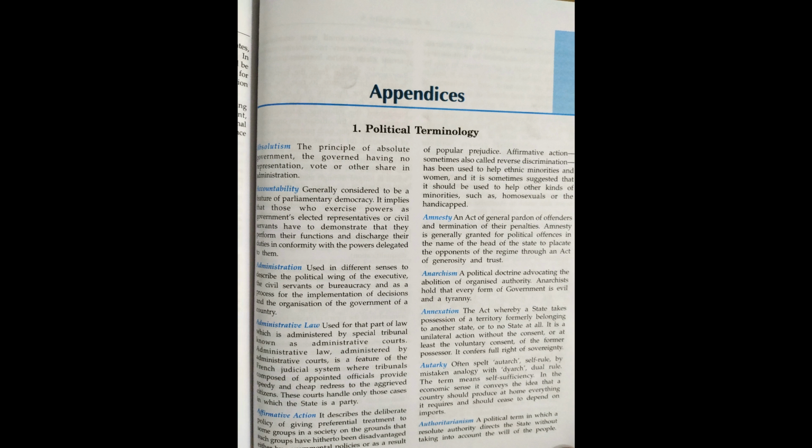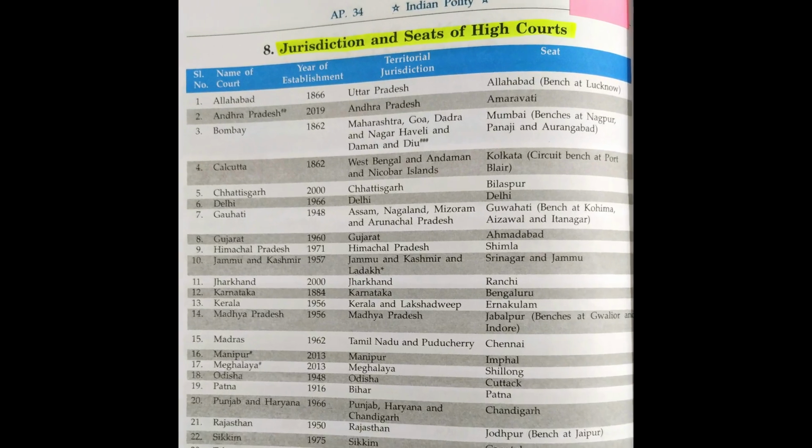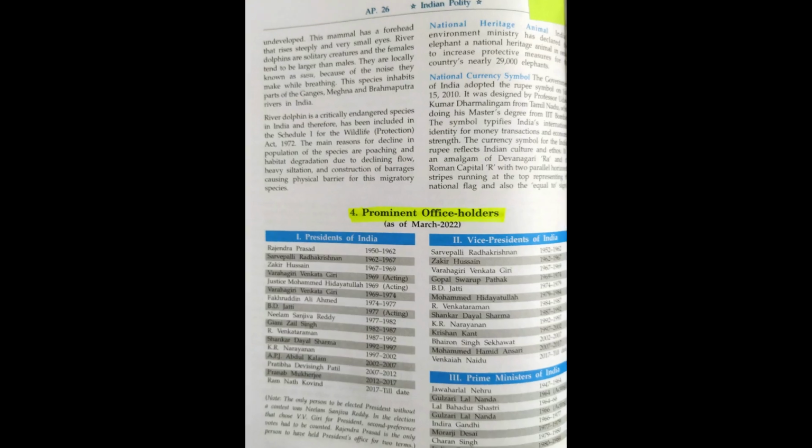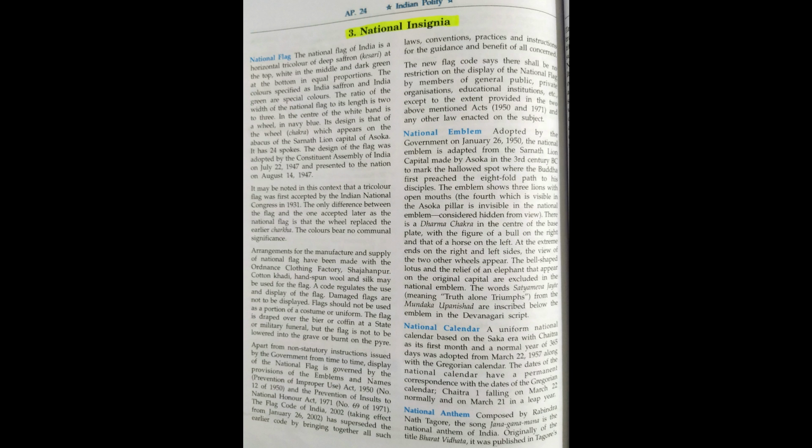Appendices provide relevant information such as the High Courts and their jurisdictions, the list of office holders in the Indian government, the country's national symbols, and so on.